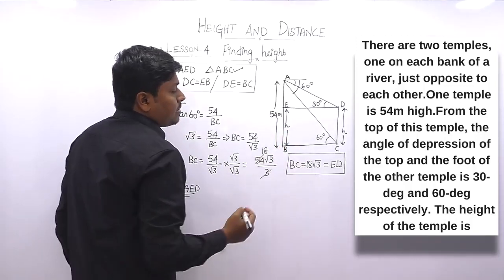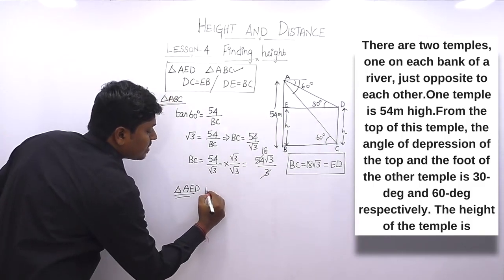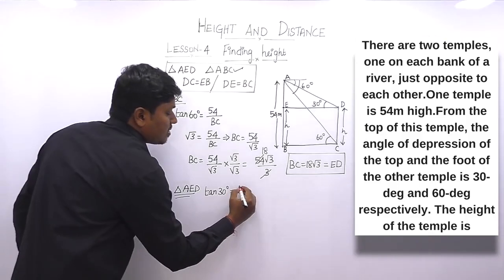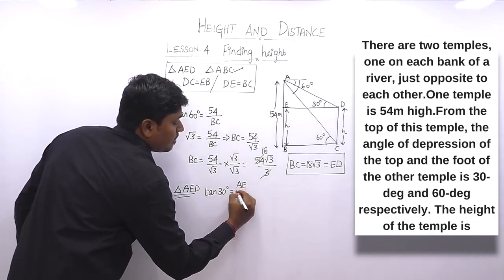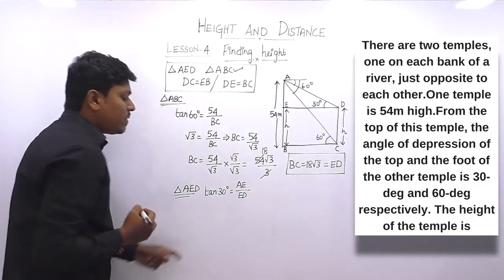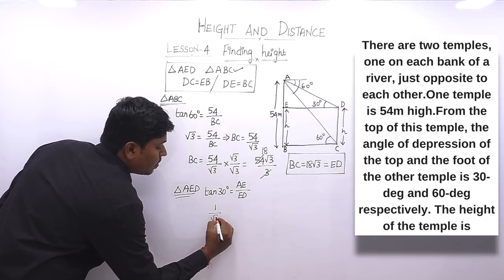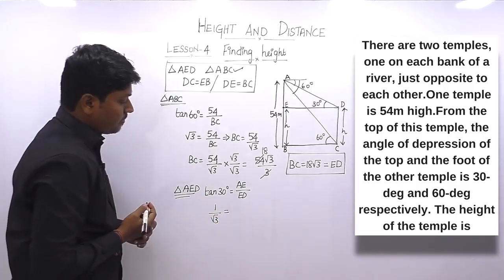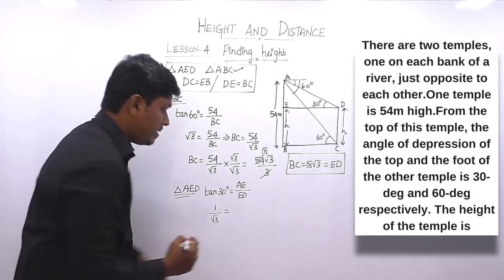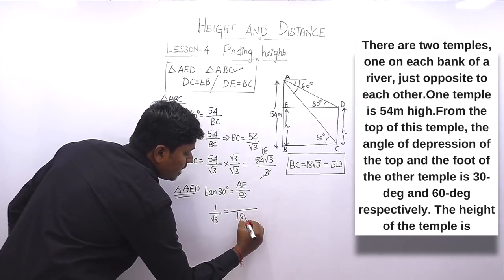Right? So here, when you take the triangle AED, which is tan 30 degree, tan 30 degree is equal to opposite, which will be AE, divided by adjacent, which will be ED. So we know tan 30 degree will be 1 by root 3. So this can be written as 1 divided by root 3 is equal to AE divided by ED. Just now I have told you ED is equal to BC, so we already know that ED will be 18 root 3.